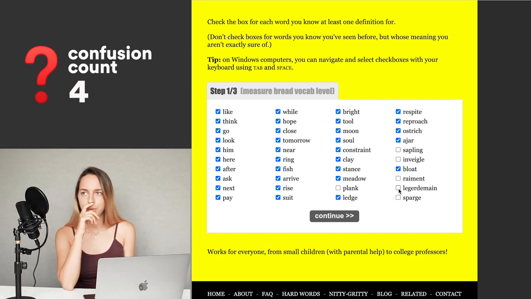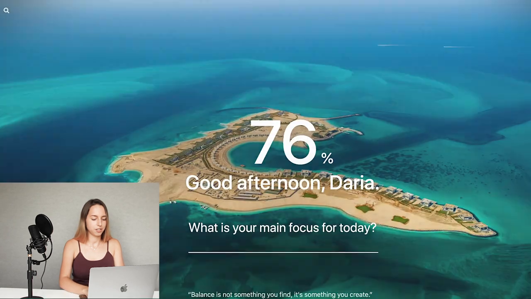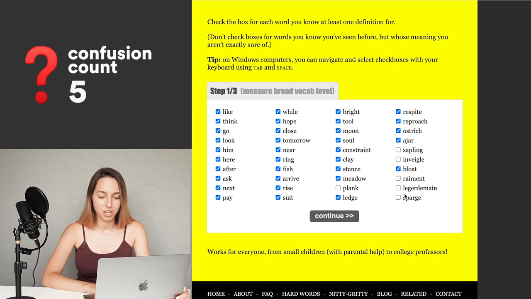I think it has to do with music actually. It's like slow music. Ledgerdemain, let me check that. I'm very interested. No, it's actually skillful use of one hand when performing conjuring tricks. It's a deception, like trickery. I think it can be used when talking about magicians who perform hand tricks. So, yeah. Wow, that was a tricky one. No, I don't know that one. And sparge, I don't know that one either.